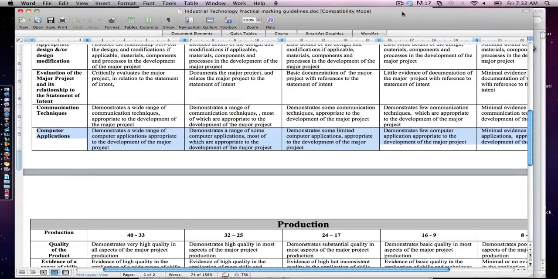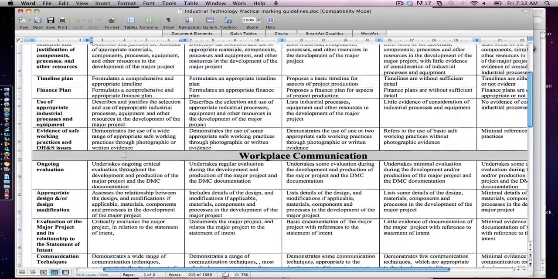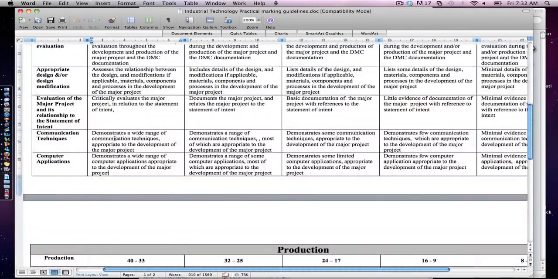One of the things that you'll notice on the marking guidelines for the major project is your use of computer applications. So you'll notice here that in order to get a top band for this, the 20 to 17, you need to demonstrate a wide range of computer applications appropriate for the development of the major project. Now, this standard is appropriate for every single major project, every single focus area that there is.